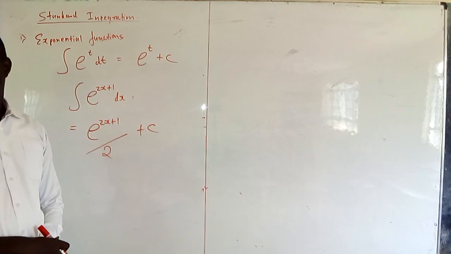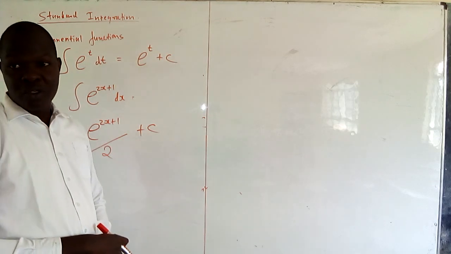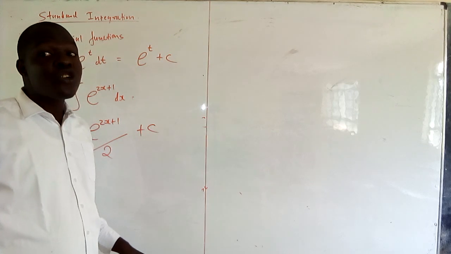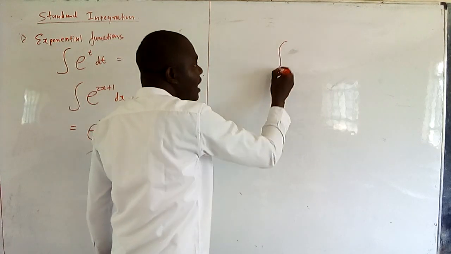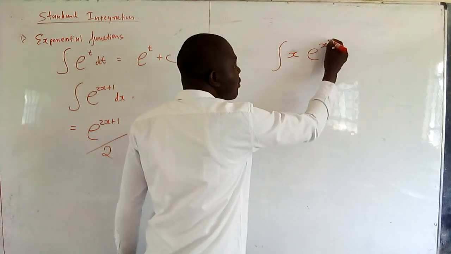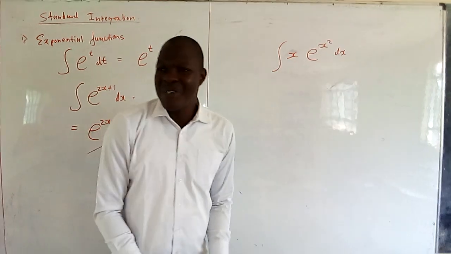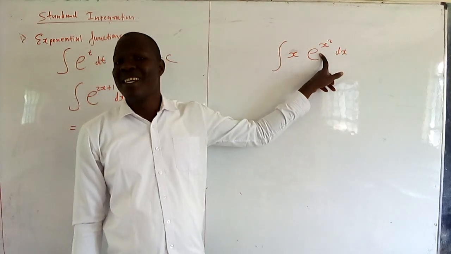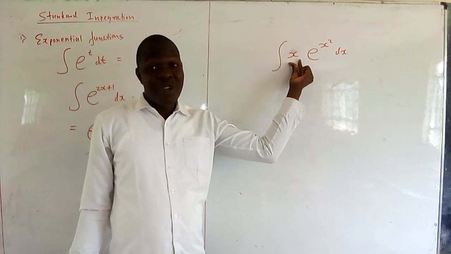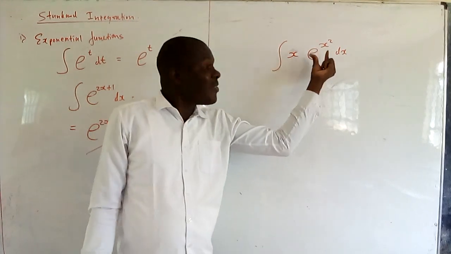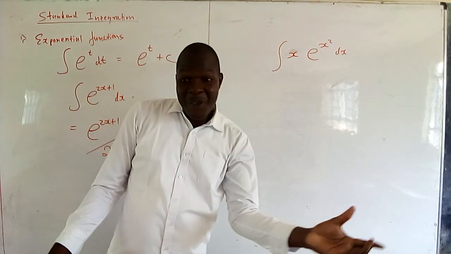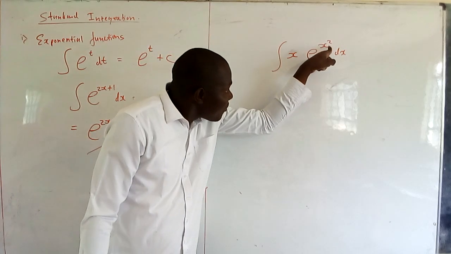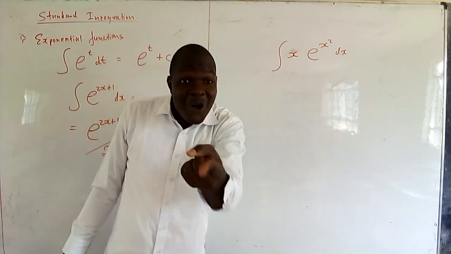So that is how we deal with cases of exponential functions. The derivative of the inner function must be a constant. What I was trying to explain is that if you have x exponential x squared dx, you cannot say this is integration by parts, even though it is a product of two different functions. This is polynomial, this is exponential. You might think to use integration by parts, but you cannot. Why? Because the derivative of the inner function of the exponential function is not a constant.